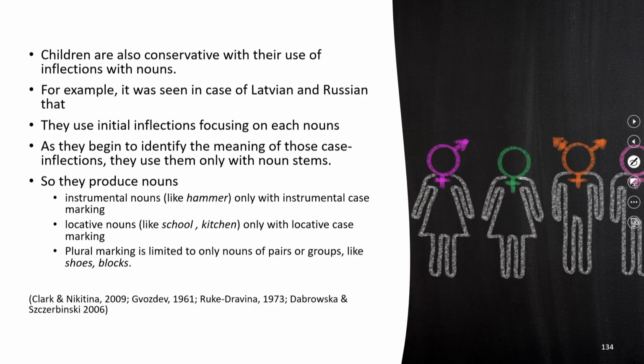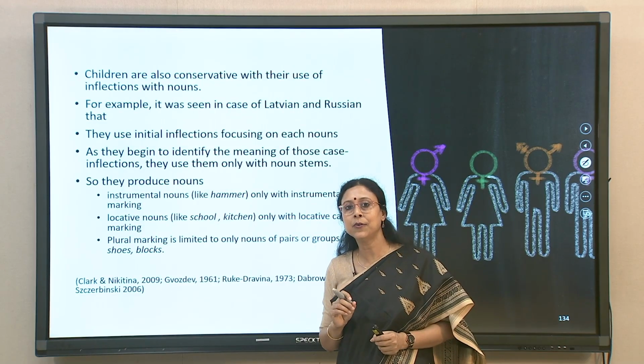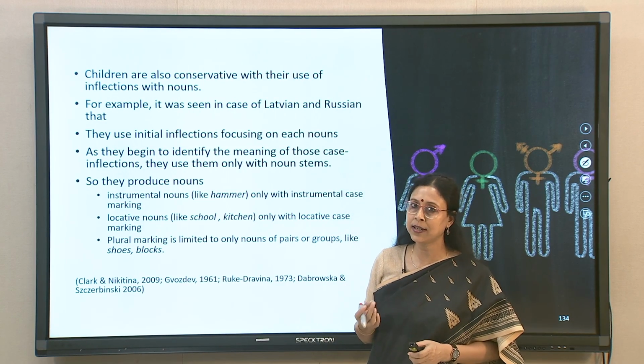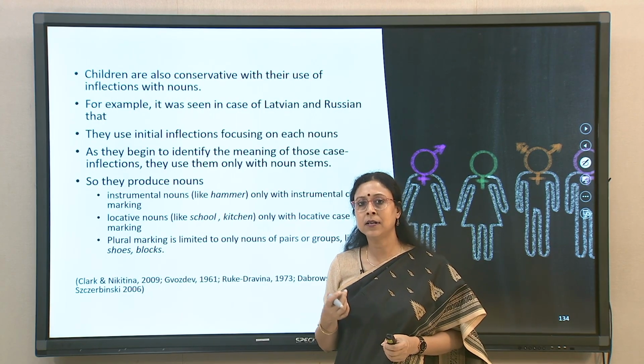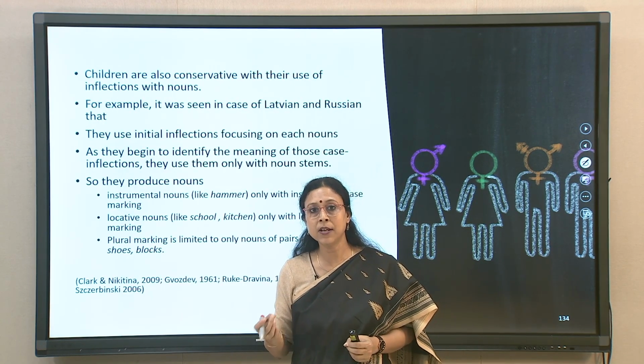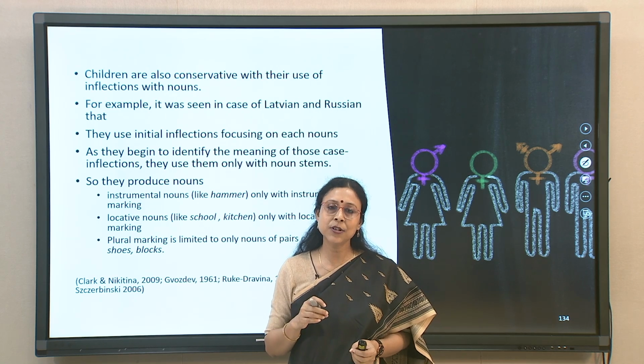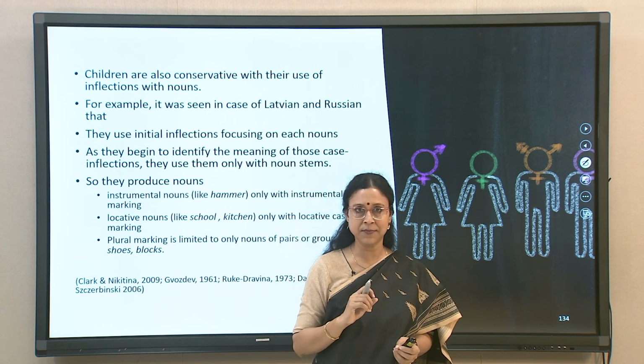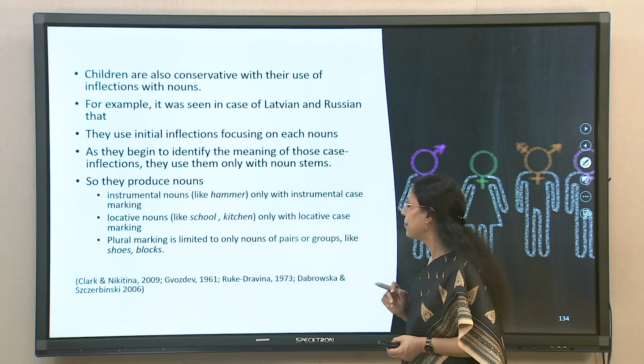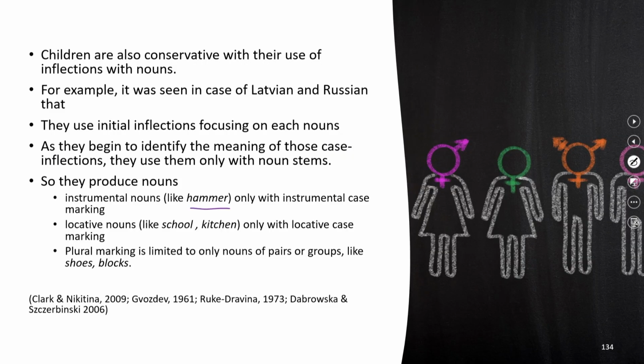So, knife: in some languages there will be an instrumental case marking applied to the word knife, because knife is the instrument in those cases. In these languages, what they found was that once the child has understood the case marking and how its meaning works, they tend to use those words only with those case markings, not without them. So, instrumental nouns, as in nouns that can be used as instruments, were used only with instrumental case marking.